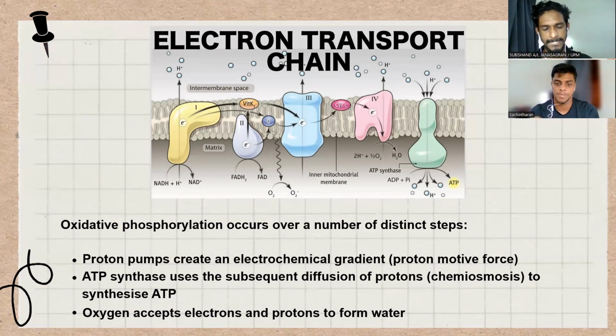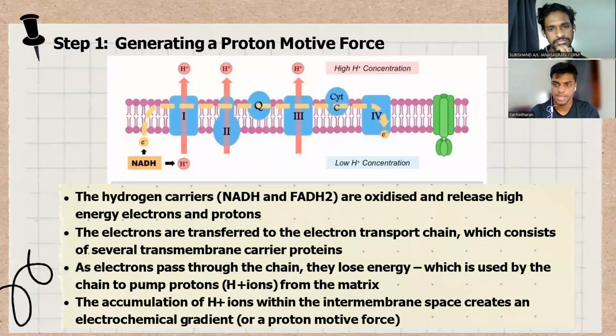Oxidative phosphorylation has three important steps. The first one is that protons must be pumped to create an electrochemical gradient known as proton motive force. And then the ATP synthase uses the subsequent diffusion of protons, chemiosmosis, to synthesize ATP, which is an important product from this process. And then the final step is that oxygen accepts the electron and proton to form water and then stops the production of ATP. So let's see how this works. The next slide.